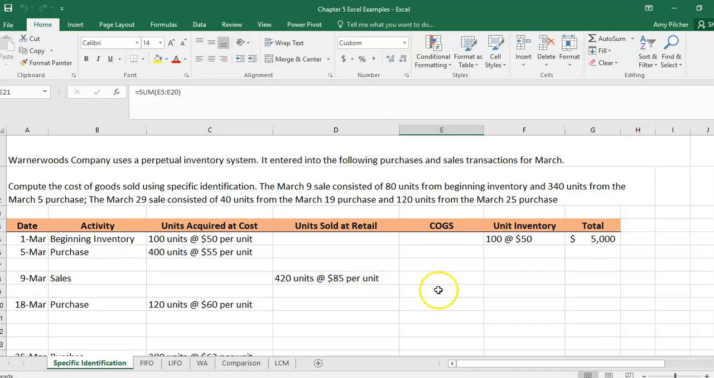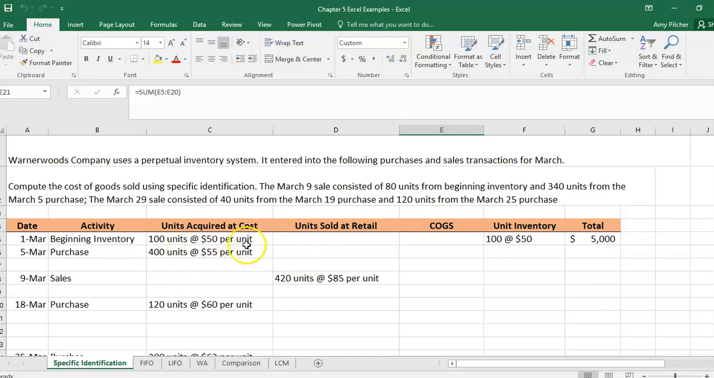In Chapter 5, we talk about inventory costing. So we're going to do an example with all four inventory costing methods: specific identification, FIFO, LIFO, and weighted average. So you can see the comparison between the four different methods. We start with specific identification, which is used by businesses with very unique products, where they can tell exactly which ones are being sold and purchased because of their unique identities.